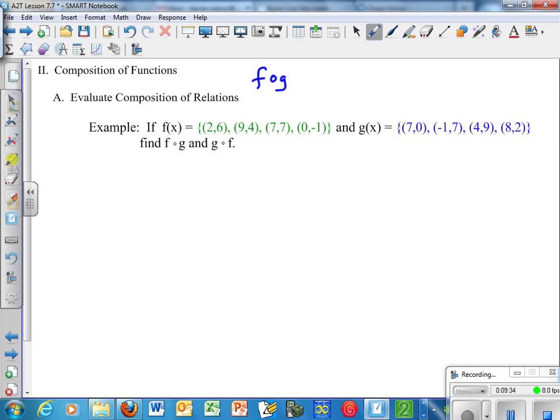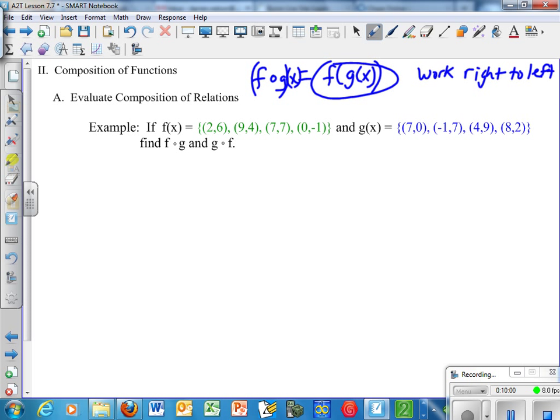Now that's not a dot for times or multiplication like we just did with the operations on functions. That really means, so they usually do f of g of x. That means f of g of x. When you have this, you always work right to left. And here's what I mean by that with the two functions. If I'm doing f of g of x, I am going to start with g and then do f.